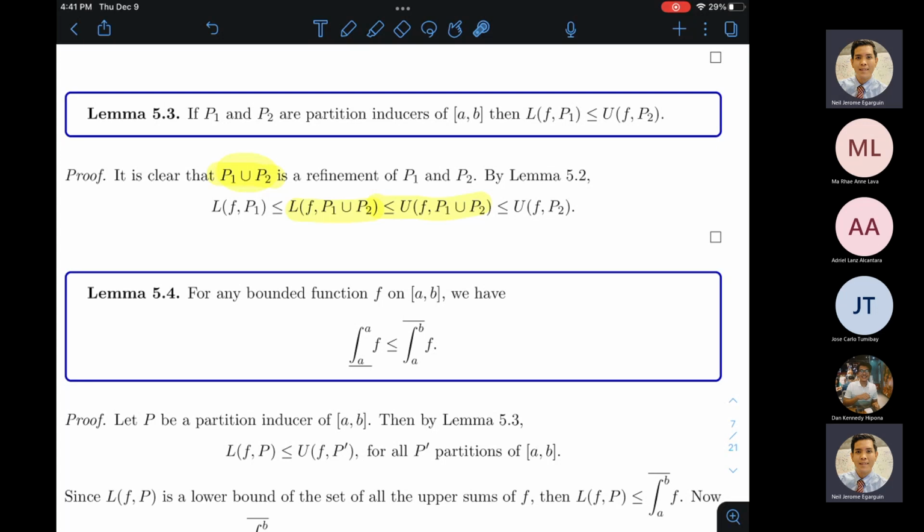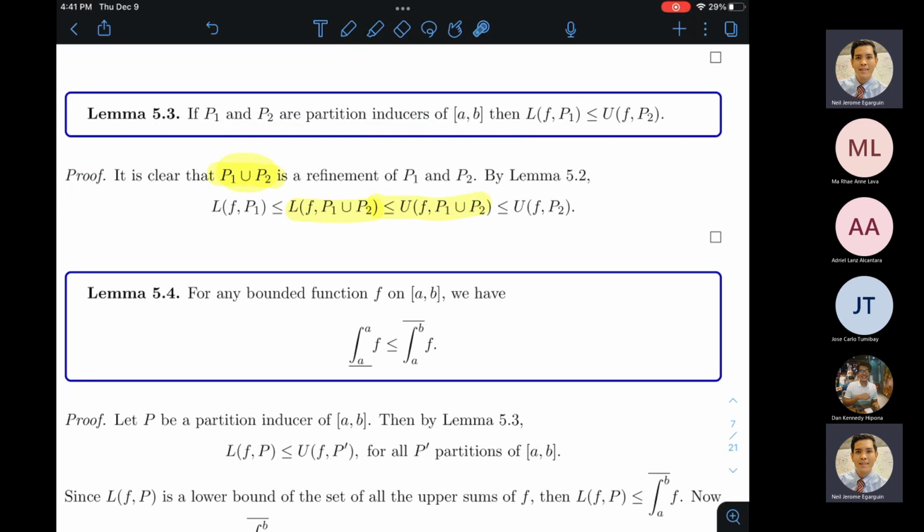Okay? So, when I was reading this, parang hirap tanggapin na kahit anong partition inducer, P1 and P2, laging mas maliit ang lower Riemann sum kesa sa upper Riemann sum. But the proof tells us na, yeah, medyo obvious pala siya knowing a property of, knowing Lemma 5.2.